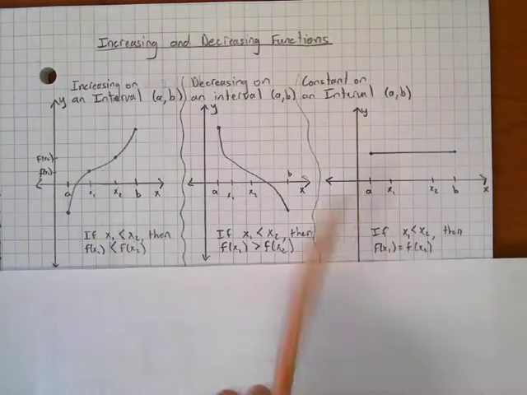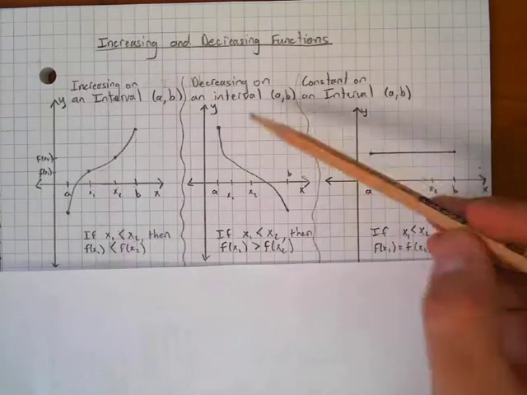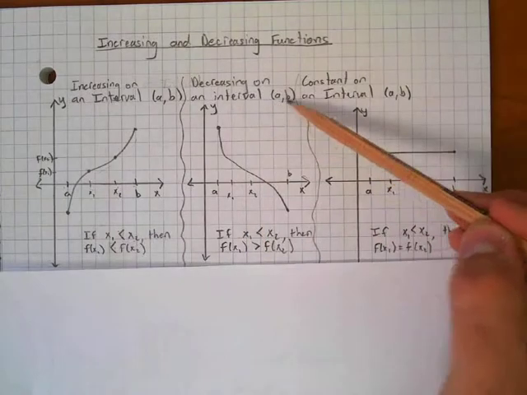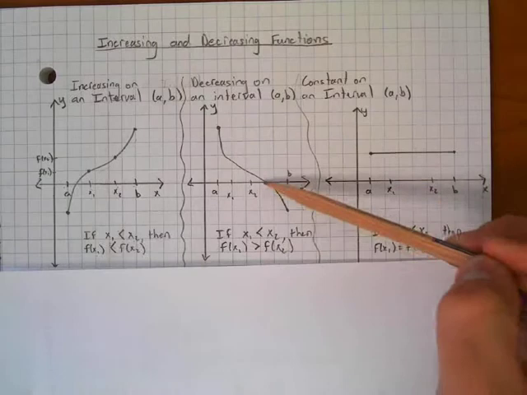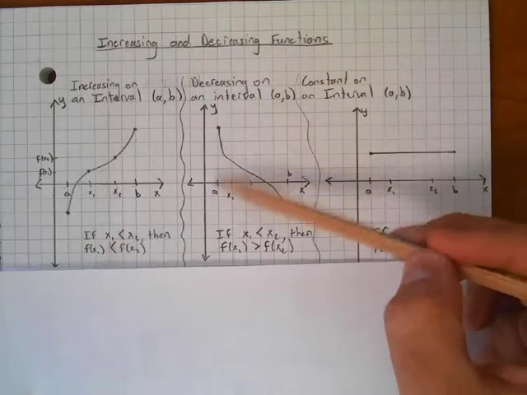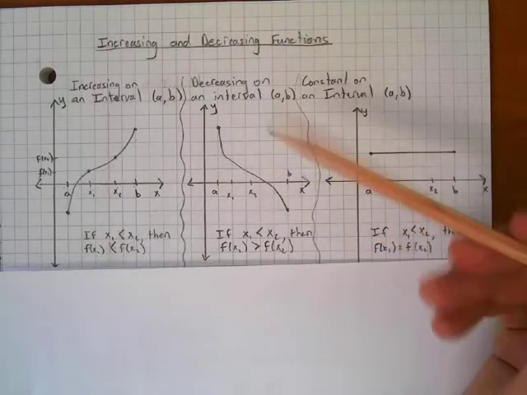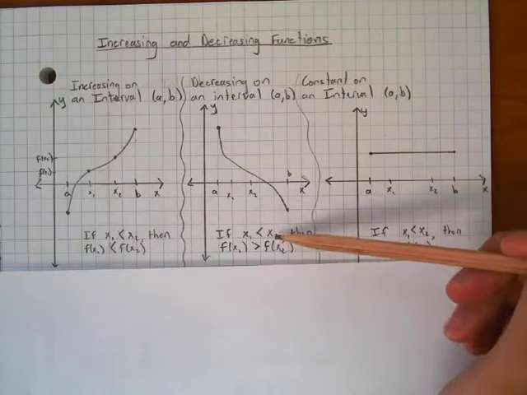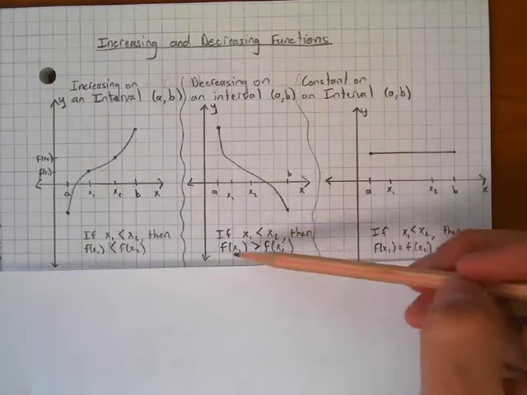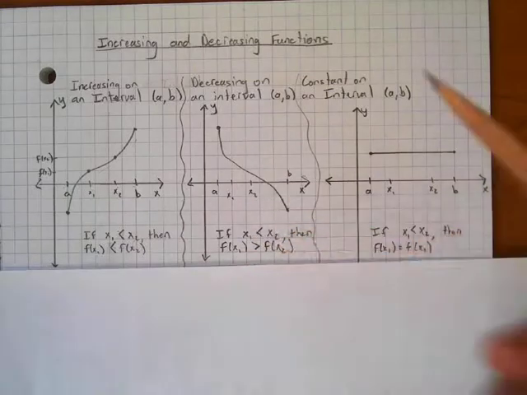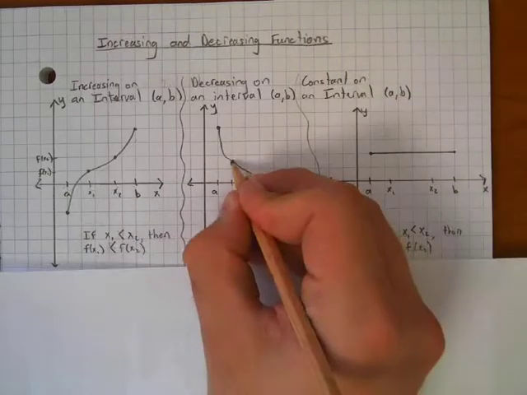You can see a similar idea with a decreasing function. So this function is decreasing on the interval from A to B, and you can see it's going down the entire time from A to B. And similarly, this time if x1 is less than x2, we have the opposite. f of x1 will be greater than f of x2 because the function is going down.